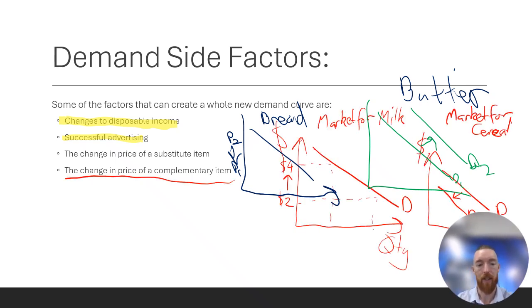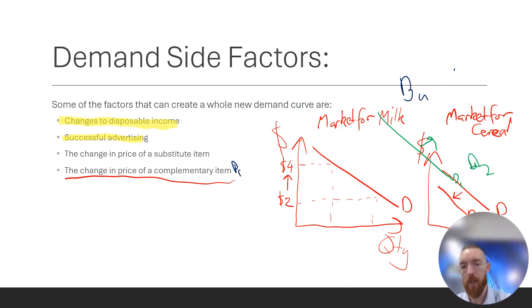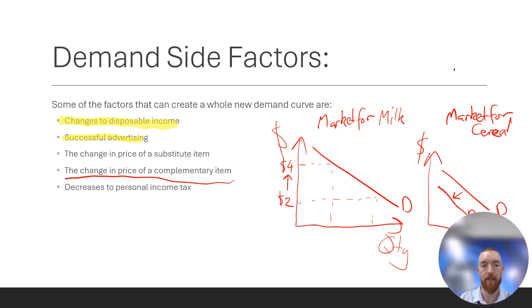Oh, there's a diagram that I drew earlier. And then we also have a few other factors here. Milk and cereal being another good example there for complementary items. We've got decreases in personal income tax. That's essentially the exact same as disposable income. You pay less tax, you've got more income.